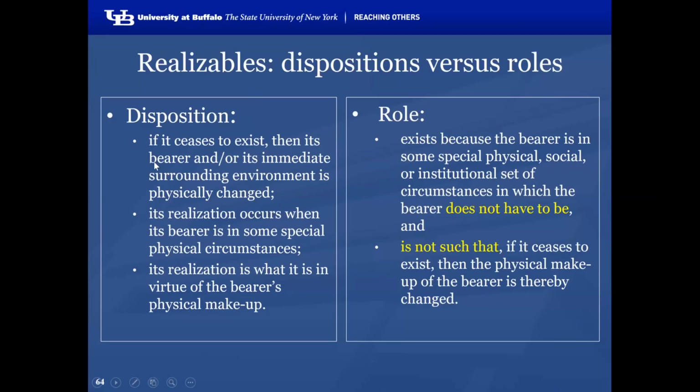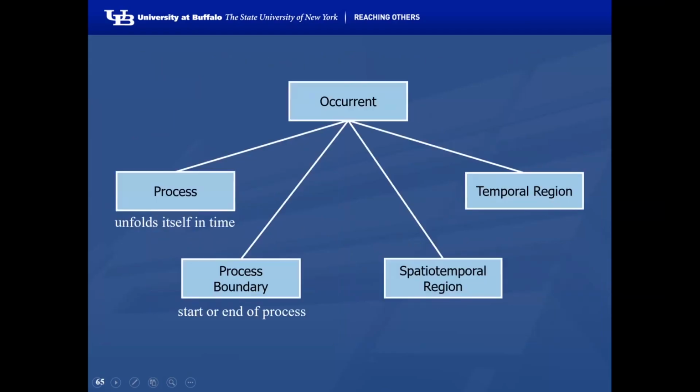Something has to change in an entity to lose a disposition or to gain a disposition, while to lose or gain a role, that is not the case. Were there questions about these continuants?